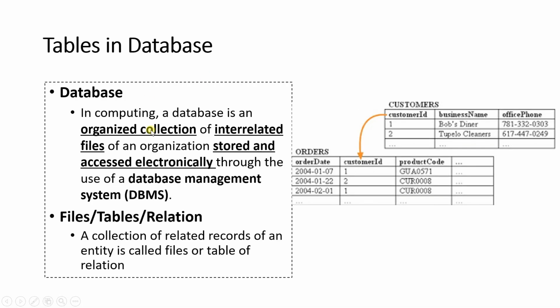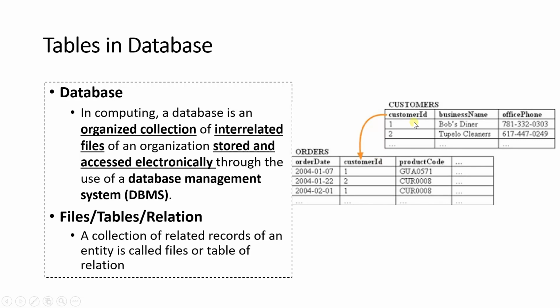As we already know, the database is an organized collection of interrelated files. So, what are those files? Actually, those files are called tables or relations in the database terminology. And here, for example, in our sale information system, customer is one table, and the order that the customer places is another table, and these tables are interrelated. By interrelated, we mean that they have the same nature of data.